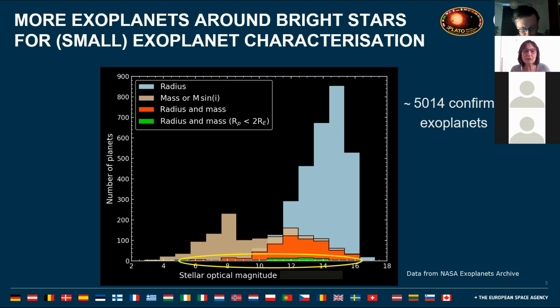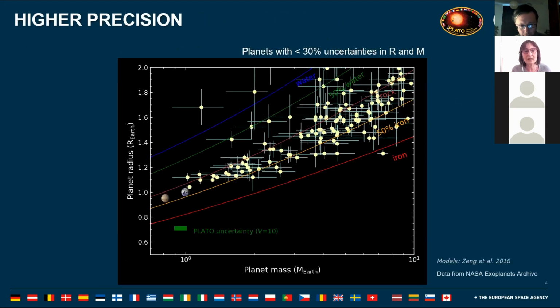And if we want indeed to find more about their diversity, and also if we want to characterize them, for example their atmospheres, then we need to find more around bright stars. We also need higher precision, because it's not only a question to detect and see the transit, but also to be able to characterize the radius and also characterize the mass. And of course, the brighter the star, the better we can do this also.